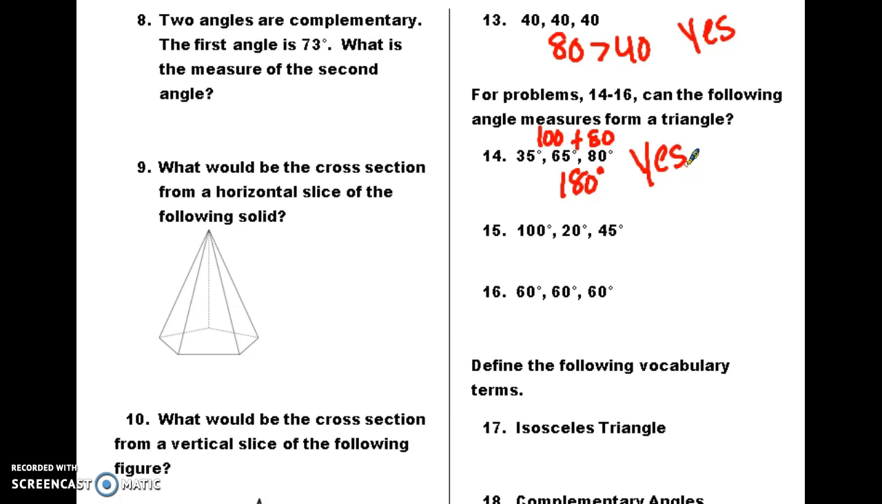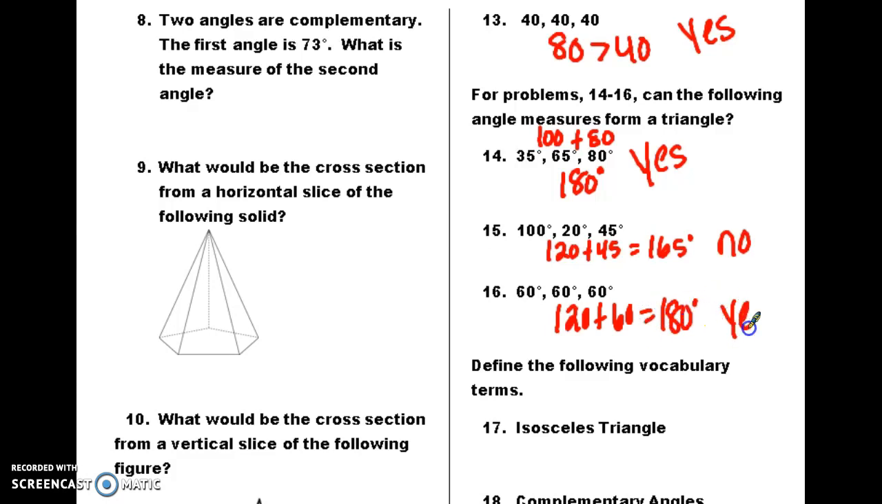Number 15, 100 plus 20 is 120, plus 45 is 165. That is not a triangle. For number 16, 60 plus 60 is 120, plus 60 is 180, so that is a triangle.